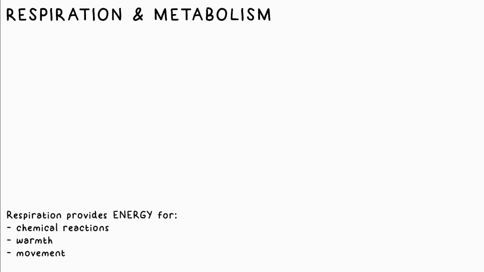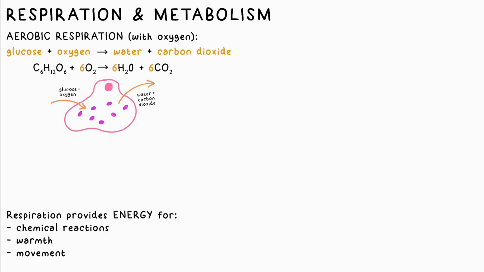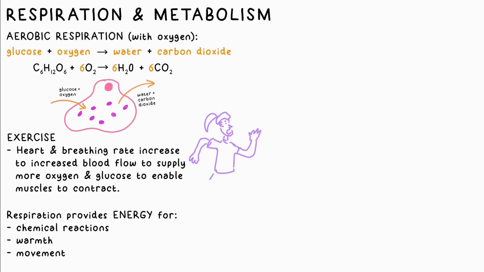Every cell, bar red blood cells, has mitochondria, which is where respiration takes place to provide energy for every organism, for other chemical reactions to take place, for movement and warmth. Aerobic respiration means with oxygen. Here's the word and balanced chemical equation. As you can see, it's just the opposite of photosynthesis. During exercise, your breathing rate and heart rate increase to increase the rate of oxygen delivered to cells for respiration.